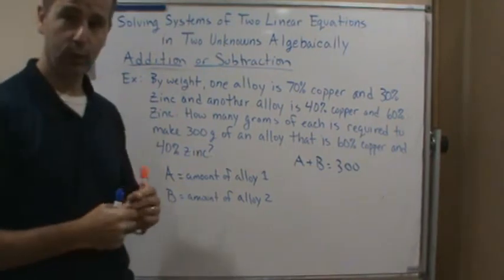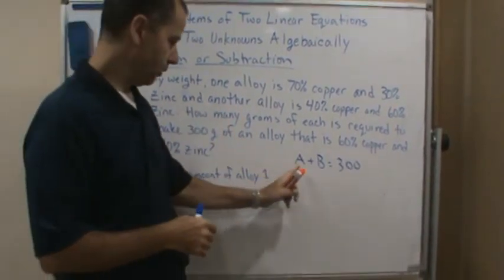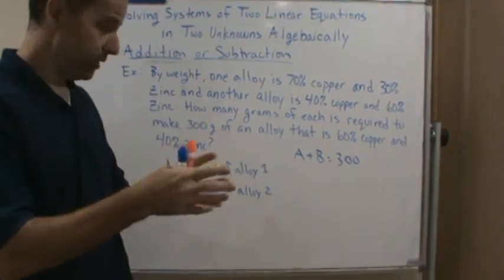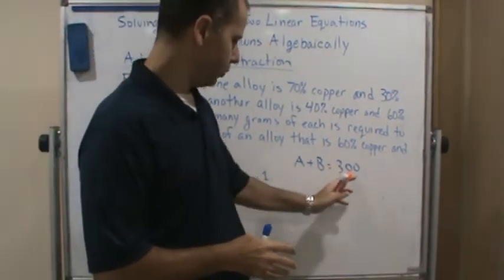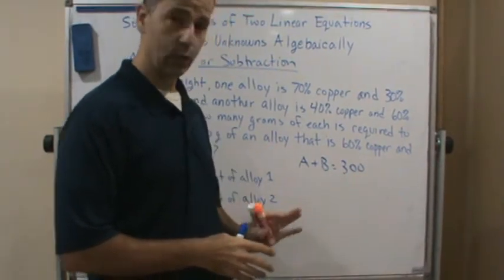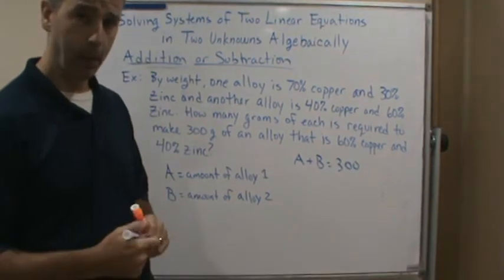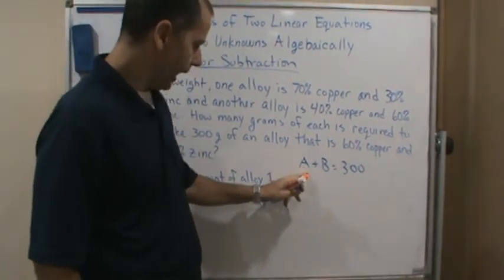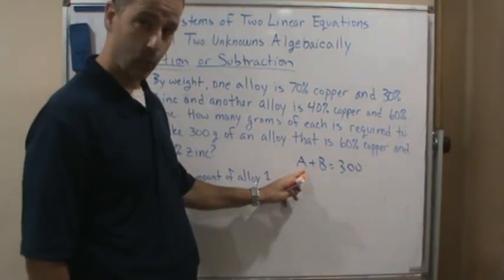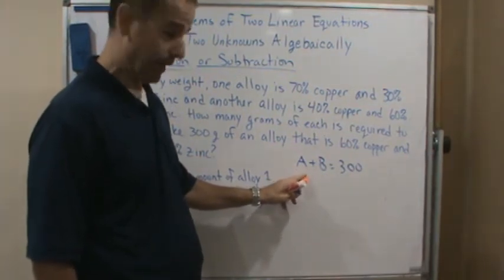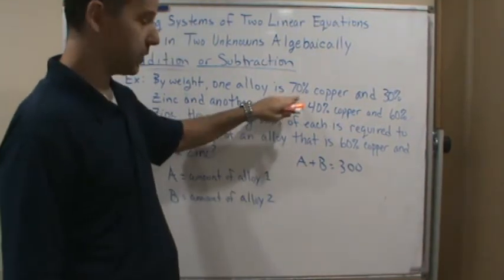So basically I'm going to take the amount of copper in alloy 1, add it to the copper in alloy 2, and when I add those together, that should equal the amount of copper in the third alloy. Well, how do I represent the amount of copper by weight of alloy A? Well, it's 70% copper.